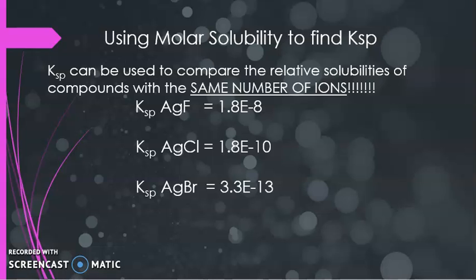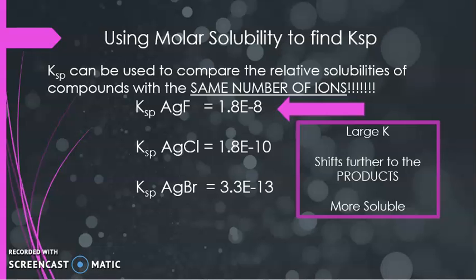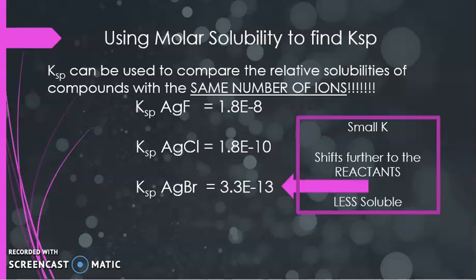In this case, if I'm dealing with solubility, the product side is dissolved and the reactant side is undissolved or precipitated. So the larger the KSP value, like what's indicated here by the AgF, indicates that this equilibrium is actually shifted more toward the product side, and AgF is slightly more soluble than the other compounds. In like manner, the AgBr, with its lower KSP of 3.3 times 10 to the negative 13th, has its equilibrium shifted further toward the reactant side, the precipitate side. So it actually is less soluble.